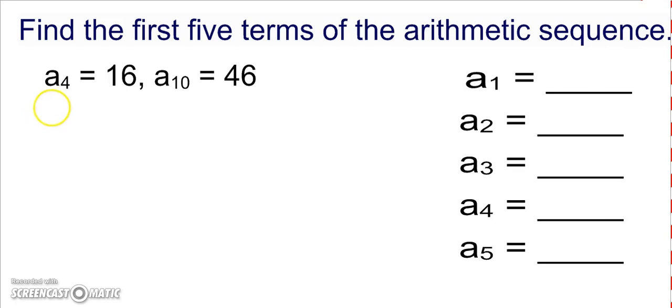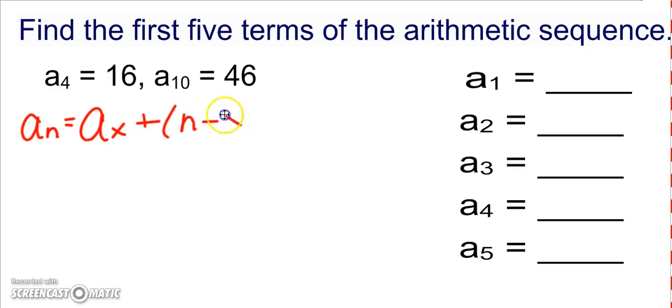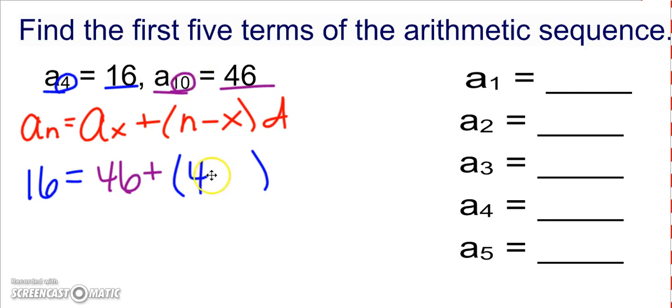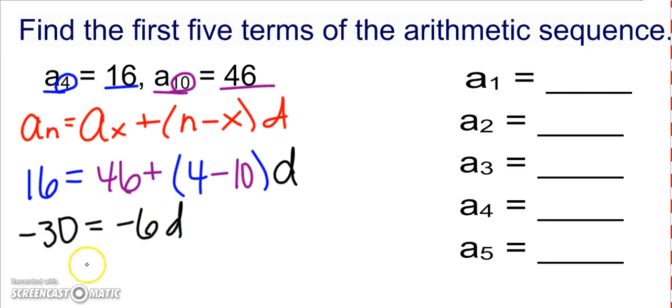The messy one says a sub n equals a sub x plus n minus x times d. Well, I've got a sub 4 is 16, so I'm going to go ahead and write 16. And then a sub n, that means my n value was 4. I know a10 is 46, so 46 plus, I know my x value is 10. This allows me to find my common difference. Solving this, subtracting 46 is negative 30 equals negative 6d. That means that d is equal to 5.